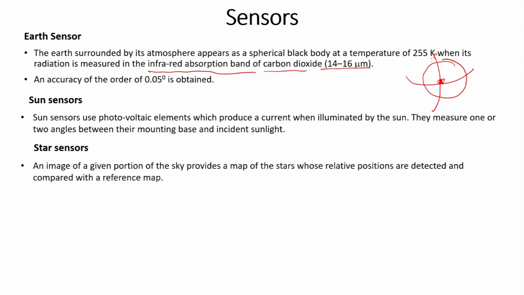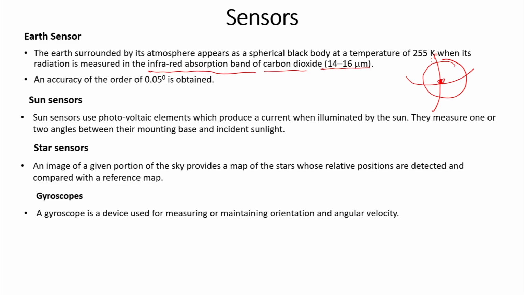Then there are the star sensors. The locations of the stars are also fixed over whatever time scale we consider; the stars are fixed in the sky. So an image of a given portion of the sky provides a map of these stars, whose relative positions are detected and compared with the reference map. Then a gyroscope is a device used for measuring or maintaining the orientation and angular velocity. Then radio frequency sensors are also used.